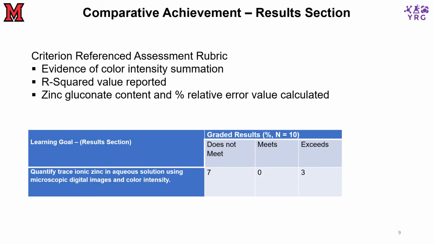With the learning goal of quantifying trace ionic compounds in aqueous solution using color intensity of microscopic digital images, all 10 groups of students working in groups of 4, assessed by the rubric, met the learning goal. 3 groups of students, however, exceeded the learning goal. Here is a group report that exceeded the learning goal.